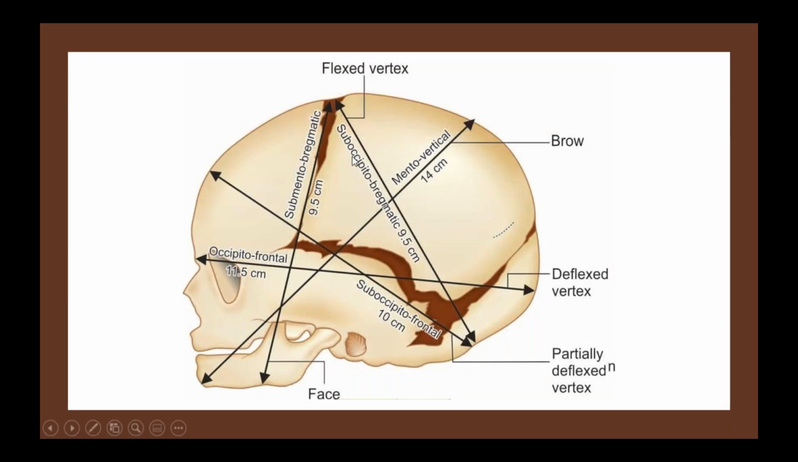Here again, you can see that you have the submentobregmatic, which is in the face presentation. You have the mentovertical, which is in the brow presentation. You have the suboccipitobregmatic, which is commonly seen in the flexed vertex presentation. In a partially deflexed head, you're going to get the suboccipitofrontal, that is 10 centimeters. And in a deflexed vertex, you're going to get the occipitofrontal. This is 11.5 centimeters.